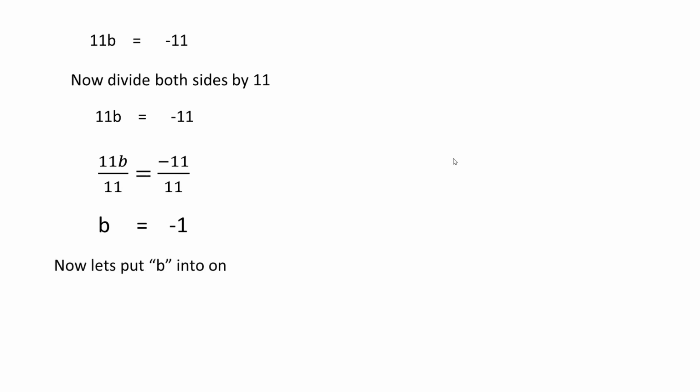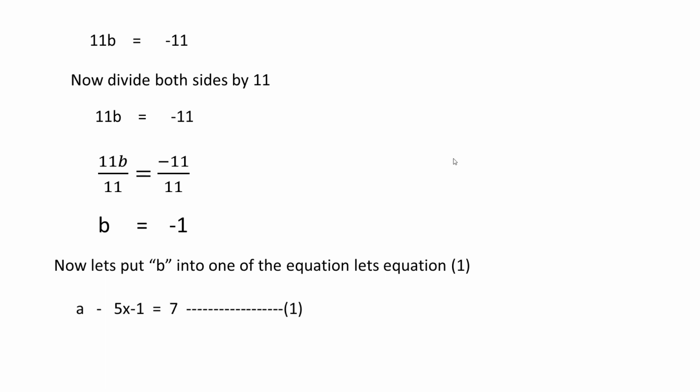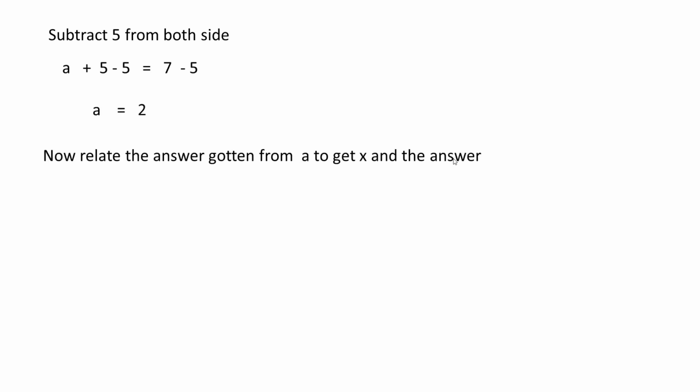Now let's put b into one of the equations. Let's say equation 1. a minus 5 times minus 1 equals 7. a plus 5 equals 7. Subtract 5 from both sides. a plus 5 minus 5 equals 7 minus 5. a equals 2. Now relate the answer from a to get x and b to y.